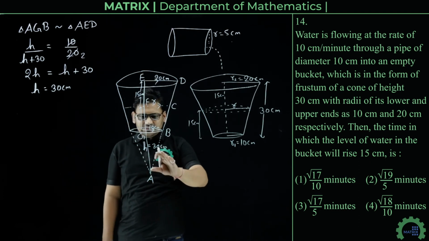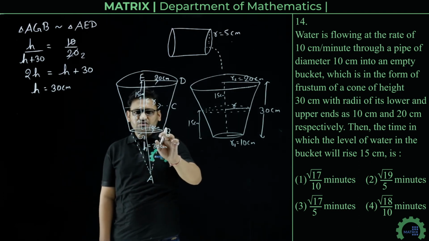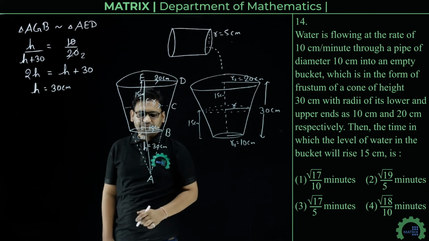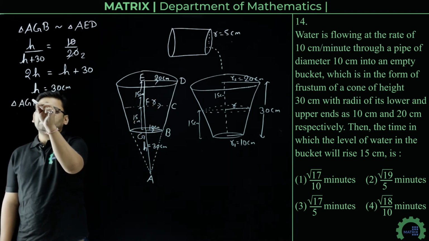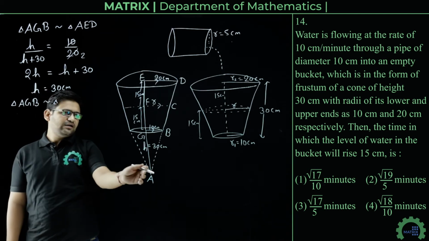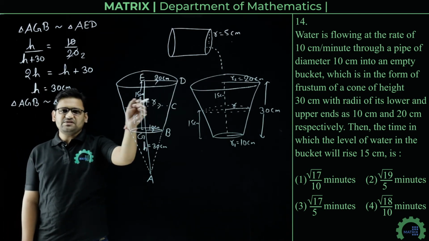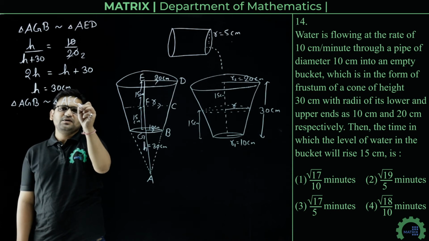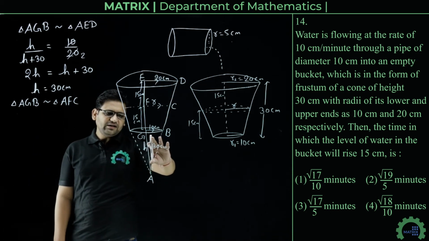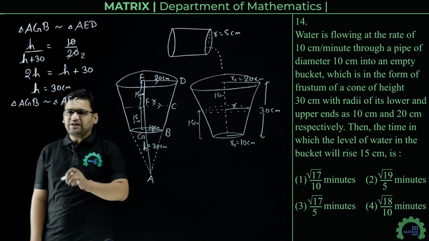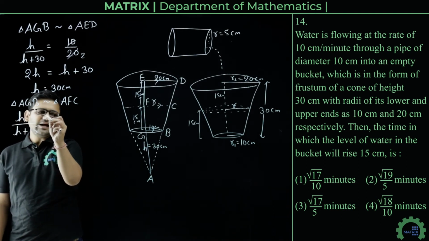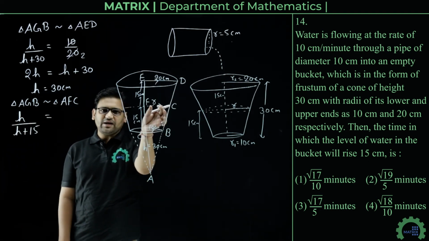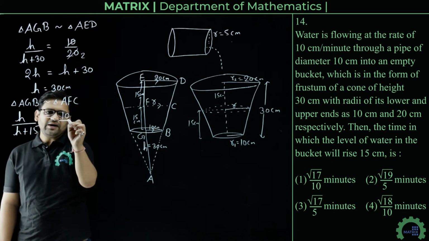Now we can again see that triangle AGB is also similar to triangle AFC. So again we can write h upon h plus 15 will be equal to 10 upon r, 10 divided by r.